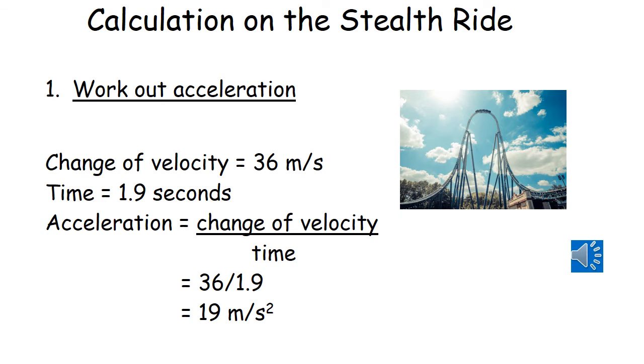So here we're using the equation acceleration equals change of speed divided by time. This is one of the equations you have to remember, so you won't be given that on the data sheet. Again, I've written down what I know. The change of speed is 36 meters per second. The time is 1.9 seconds. So I simply divide those two, 36 divided by 1.9, and it gives me an acceleration of 19 meters per second squared.